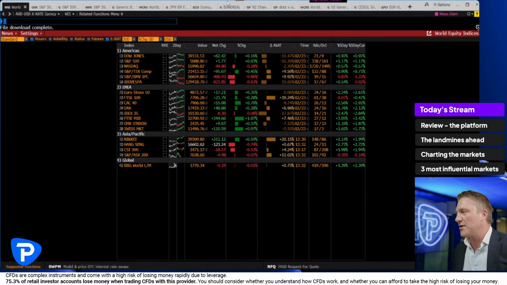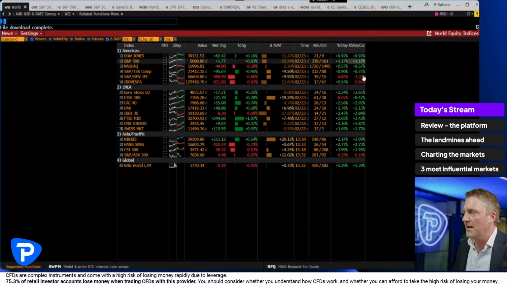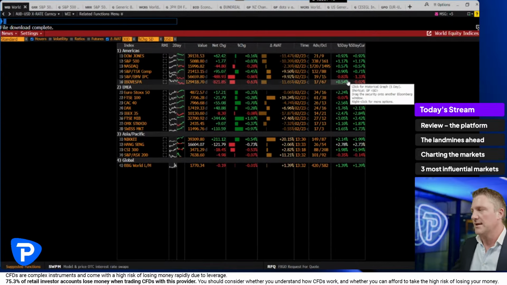So if we have a look at the last 5 days, you can see that the S&P was up 1.2% in dollar terms, and you can see how this is on a constant currency basis against US dollars here. So this is the column we're looking at. We're just seeing the outperformance of markets in that situation.